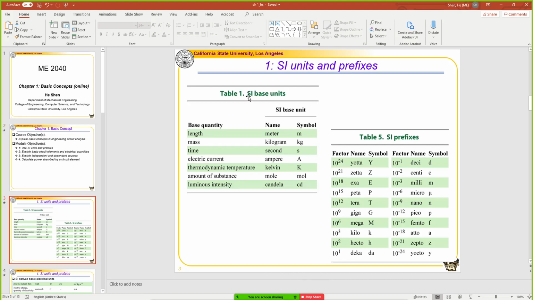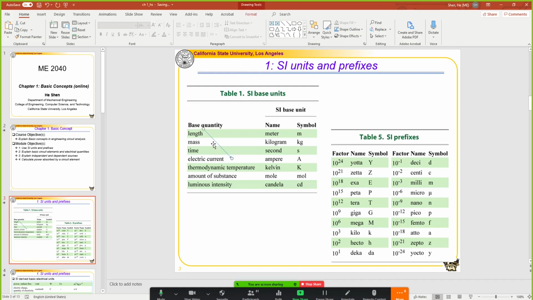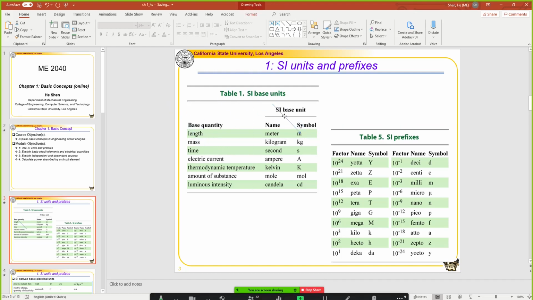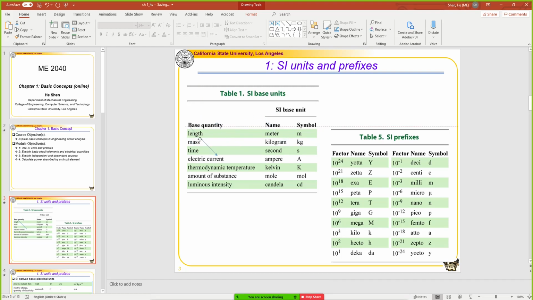So there are only a very limited number of SI base units. We have learned the base unit of length, which has a unit of meter. And mass, we learned that from the previous physics course already, so that has a unit of kilogram. Time has a unit of second. Electrical current has a unit of ampere. We use the letter A to represent the current unit. And this is also the only SI base unit defined for circuit analysis.